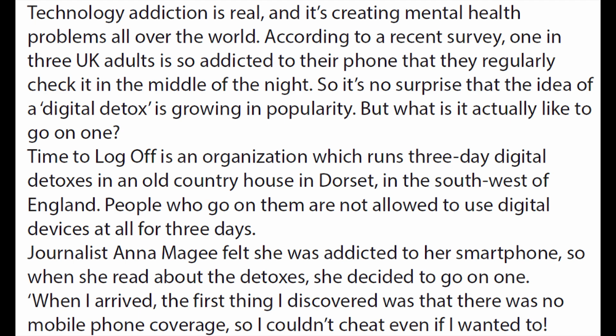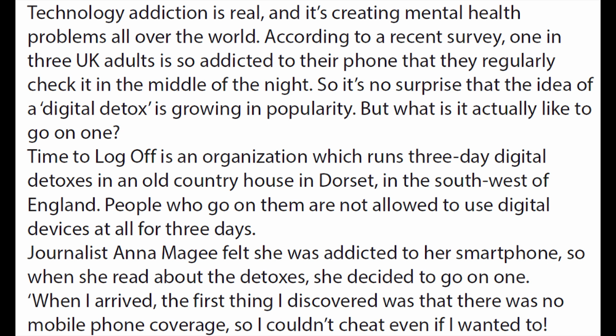Technology addiction is real, and it's creating mental health problems all over the world. According to a recent survey, 1 in 3 UK adults is so addicted to their phone that they regularly check it in the middle of the night. So it's no surprise that the idea of a digital detox is growing in popularity. But what is it actually like to go on one?